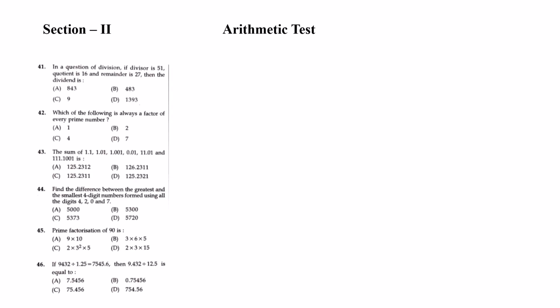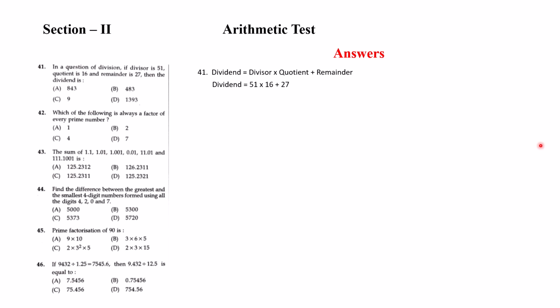Coming to the next question, that is question number 41, which says, in a question of division, if the divisor is 51, the quotient is 16 and the remainder is 27, then how much would the dividend be? Let us solve this question step by step. We know that dividend is equal to divisor into quotient plus remainder. Therefore, dividend is equal to divisor, which is 51, into quotient, as given in the question, that is 16, plus remainder 27.